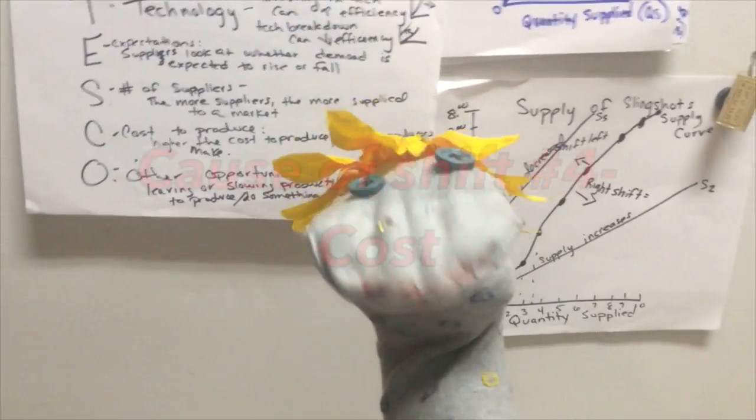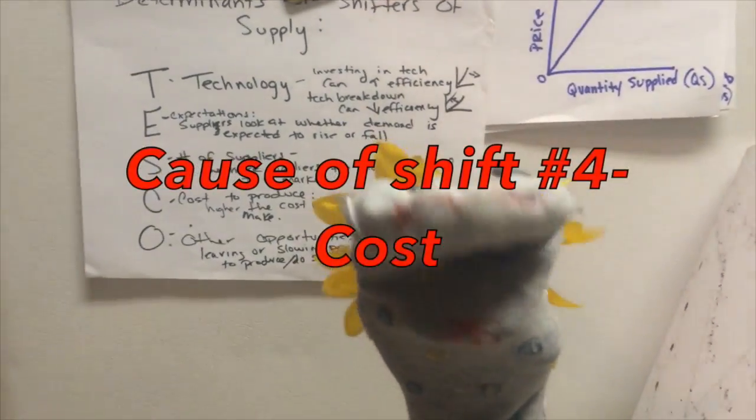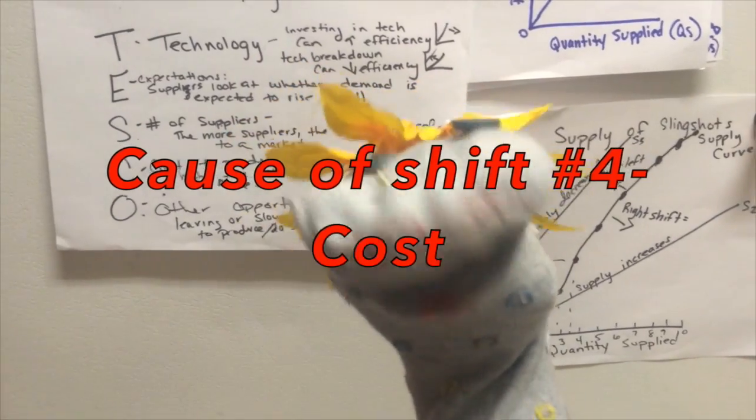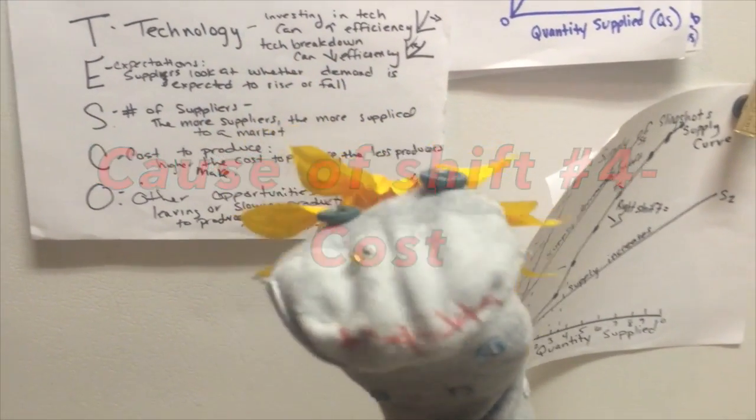Cost. Well, we know that businesses are profit motivated, so if costs of production increase, chances are they're going to decrease their supply because they're not making as much money.